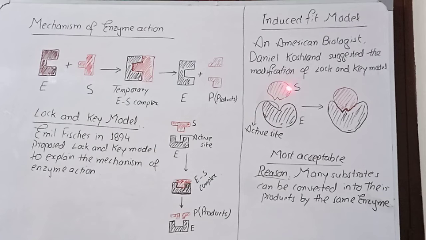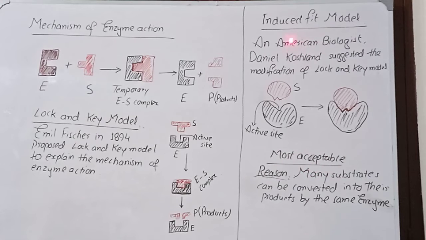So you can see here that this substrate cannot be attached to the active site of this enzyme, because this shape cannot fit here. But now this active site will be changed by this enzyme so that this substrate gets attached to the active site of this enzyme, and then this substrate will get converted into its products, and the enzyme will remain as such as before the chemical reaction.